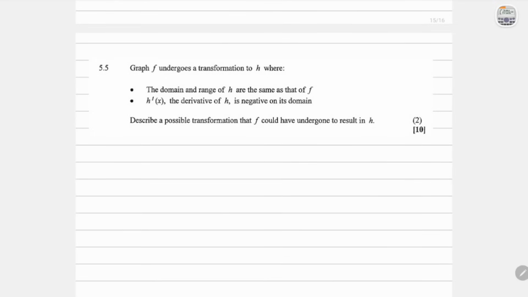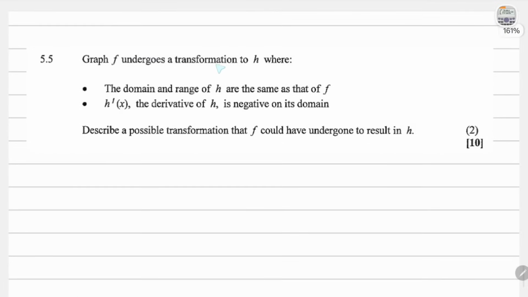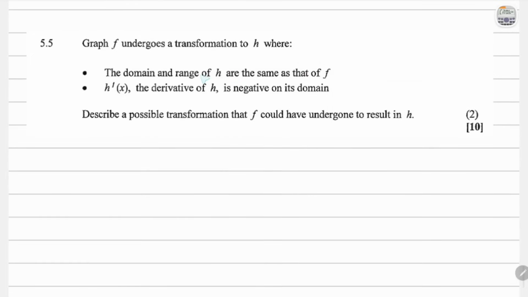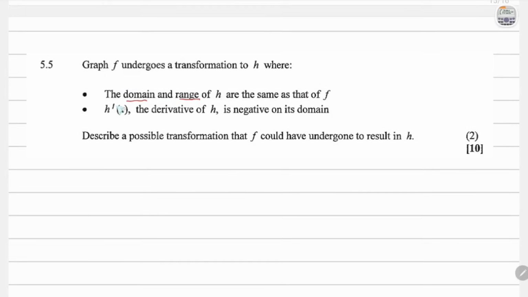Question 5.5 says, graph f undergoes a transformation to h where the domain and the range of h are the same as that of f. Okay, so there are a number of transformations that you probably didn't do to make that happen, to make the domain and the range stay exactly the same. But then they also say h prime of x, the derivative of h, is negative on its domain.